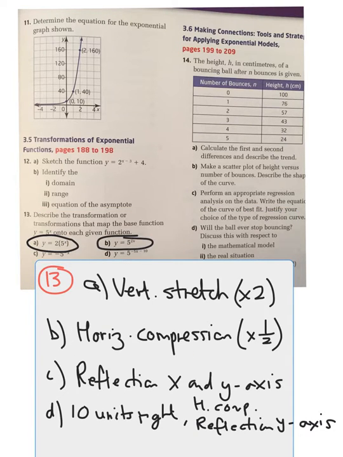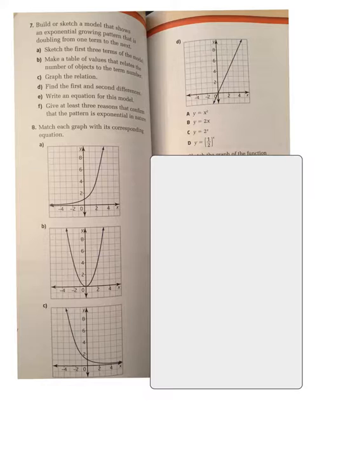Here we see the answers for 13. A is a vertical stretch, factor 2. B is a horizontal compression, factor 1/2. And C is a reflection of the x and the y-axis. D is a complicated one. The -10 is 10 units to the right. The 5 is a horizontal compression, and negative sign in front is a reflection of the y-axis.